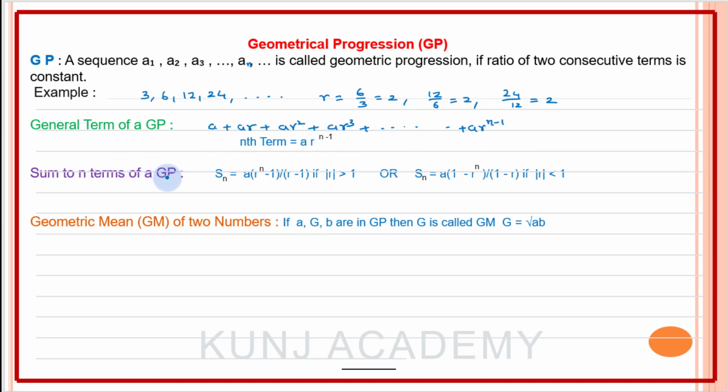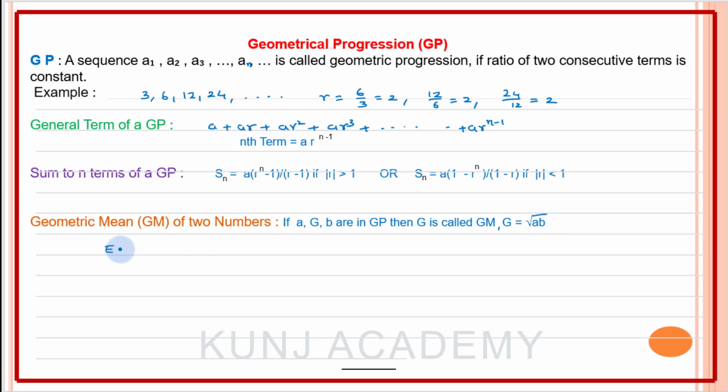Sum of n terms of a GP: Sn is equal to a(r^n minus 1) whole divided by r minus 1 if modulus of r is greater than 1, and Sn is equal to a(1 minus r^n) upon 1 minus r if modulus of r is less than 1. Geometric mean of two numbers: if a, g, b are in GP, then g is called the GM, geometric mean, and g is equal to root ab.